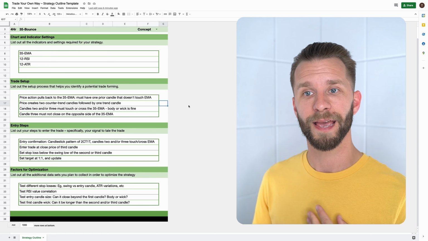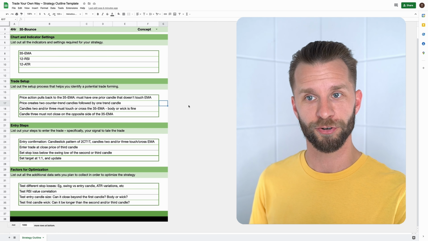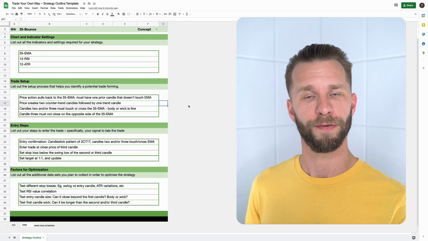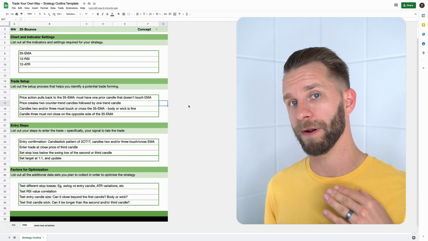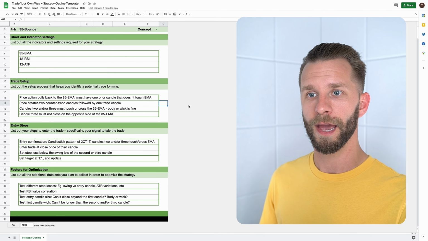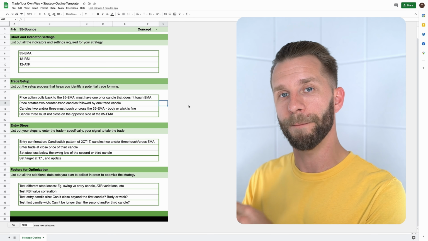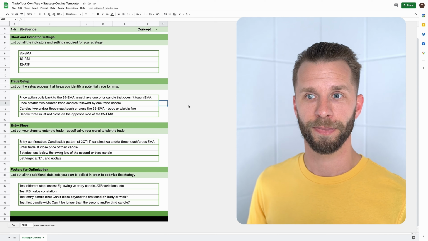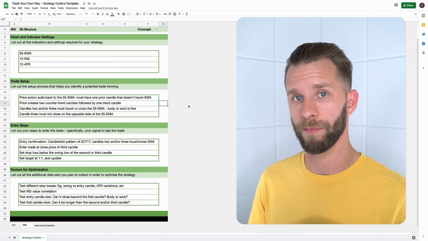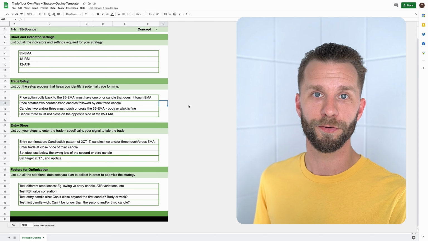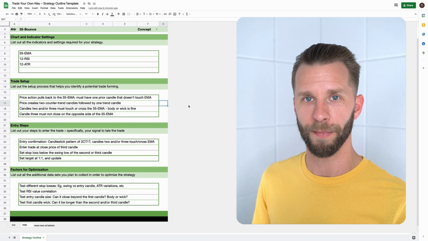The fourth point, candle 3, the trend candle, must not close on the opposite side of the 35 EMA. Once again, if we are in an uptrend and we get our pullback and we have our trend candle, our third candle close should be above the 35 EMA. Conversely, if we're in a downtrend and we get our two green candles followed by a red, the red candle should not close above the 35 EMA.